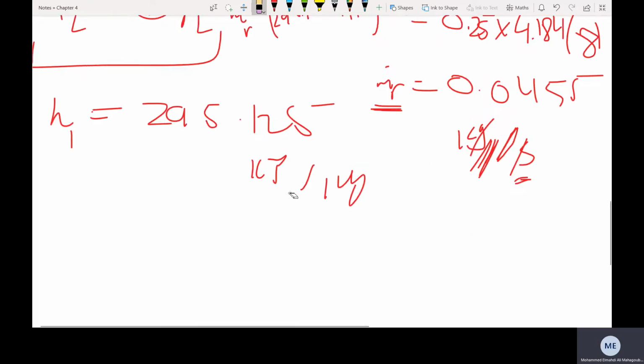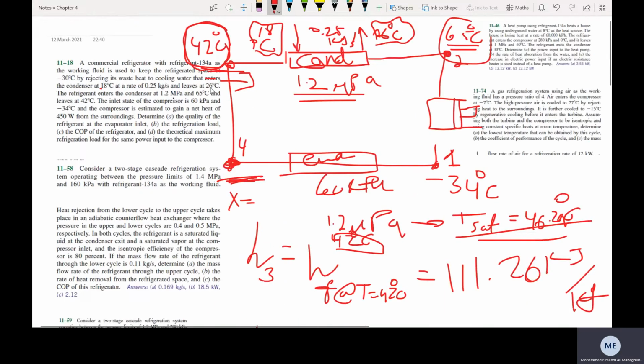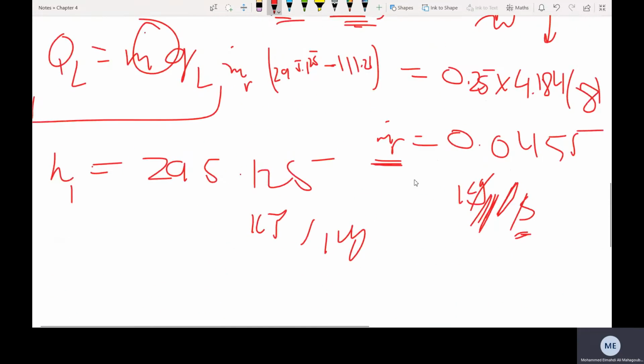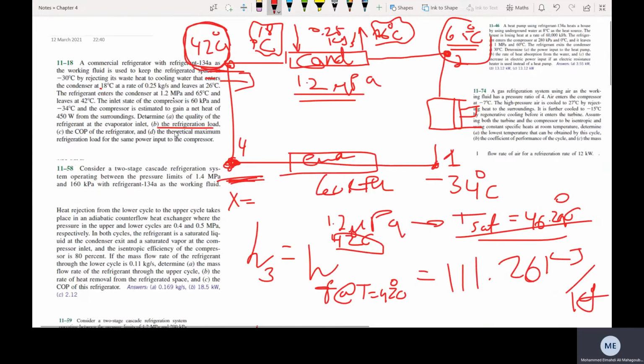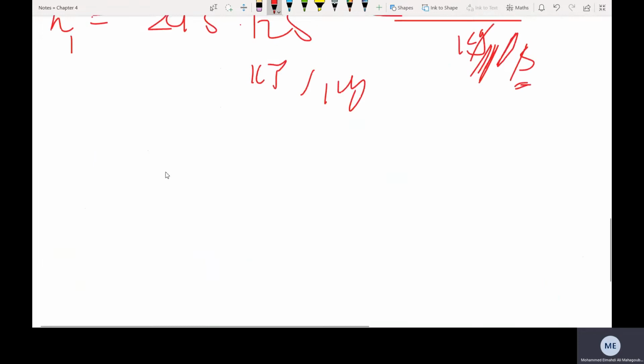Now, what is the last thing? Let me see. I didn't find the refrigeration load. We found the mass flow rate of the refrigerant, but we didn't find the refrigeration load, which is QL. So it is H1 minus H4. Did we find H1? No, I don't think so.